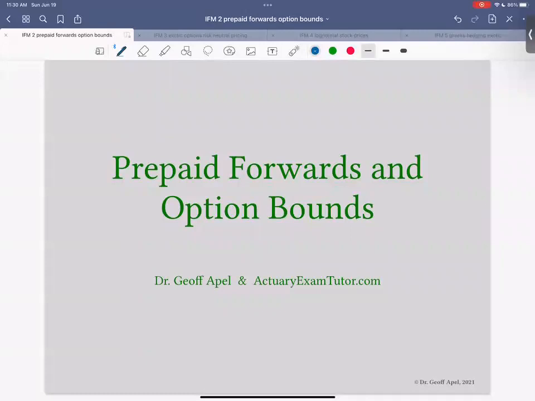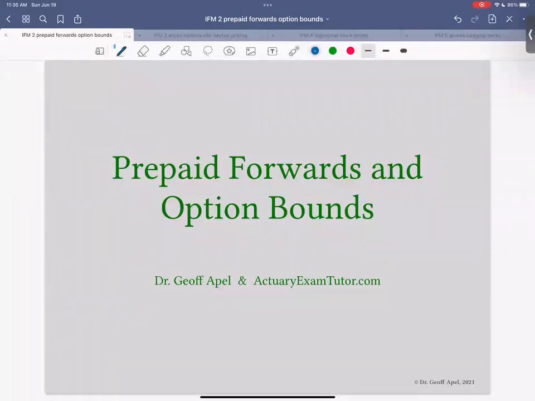All right, so let's get this party started, huh? Today we're talking about prepaid forwards and option bounds. It's going to be really nice. Hopefully we'll be able to put some things in perspective here.